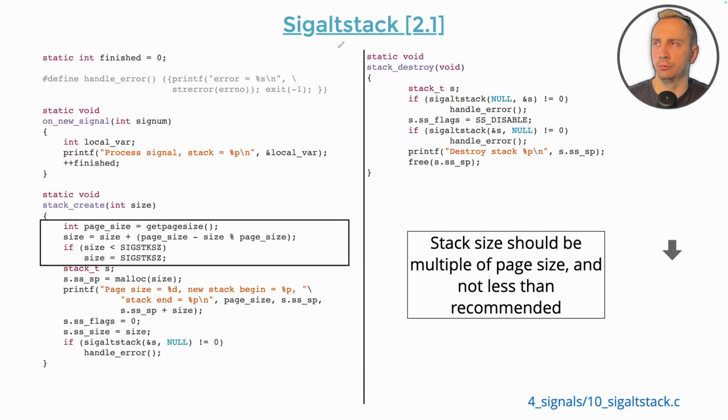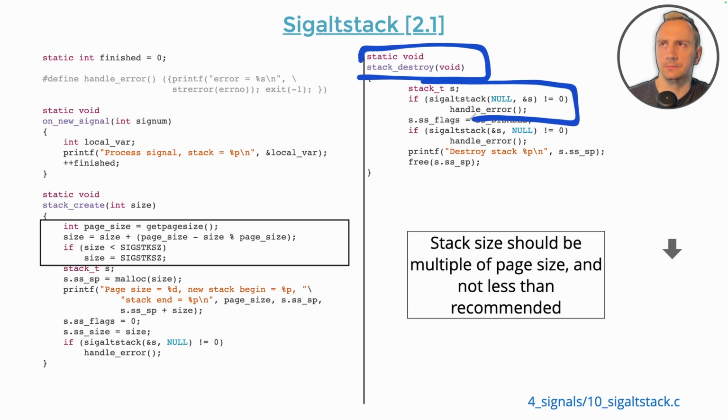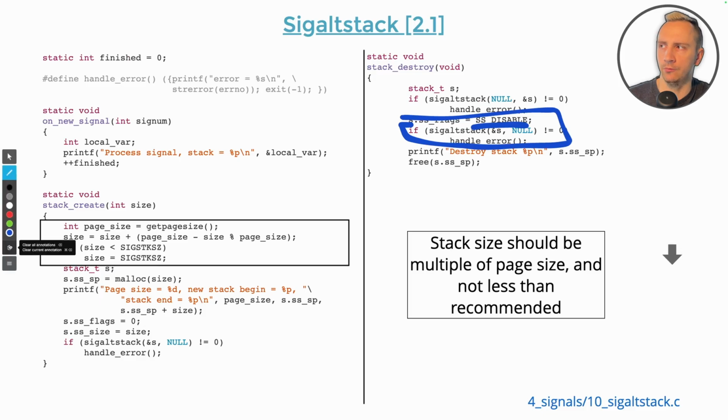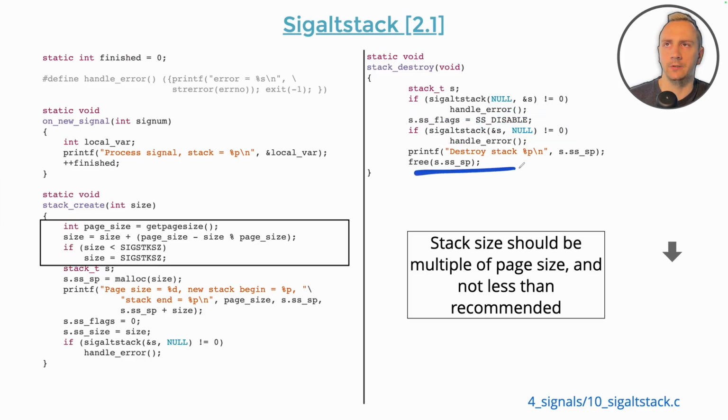When I want to delete the stack, I have a stack destroy function, which will get the current stack. So the new one is null and the old one is an output parameter. I specify disable and call it again to disable it explicitly. I have to do it before freeing the memory. Then I can finally free it.